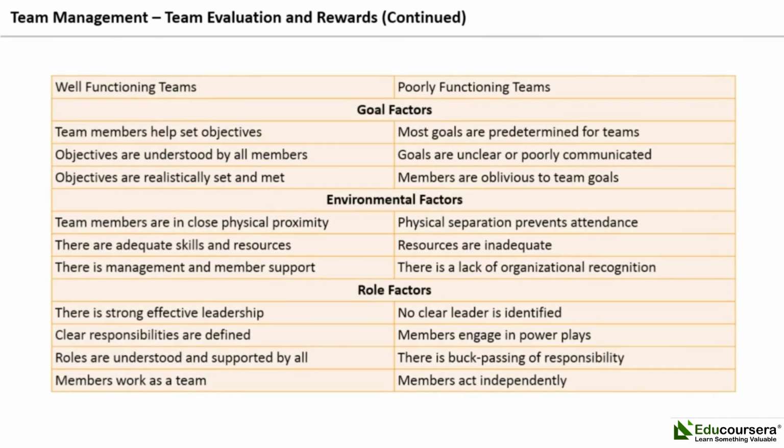The positive goal factors of well-functioning teams are: team members help set objectives. Objectives are understood by all members. Objectives are realistically set and met. Environmental factors are: team members are in close physical proximity, there are adequate skills and resources, and there is management and member support. The negative factors are: most goals are predetermined for teams.